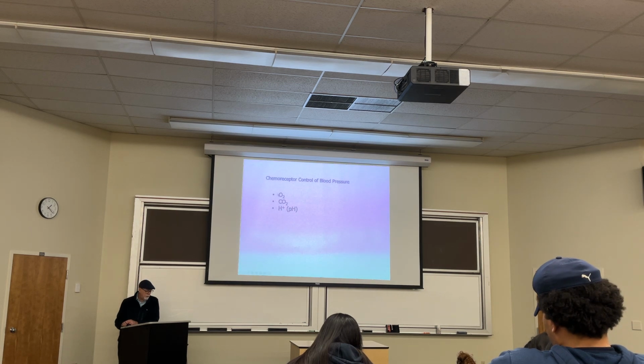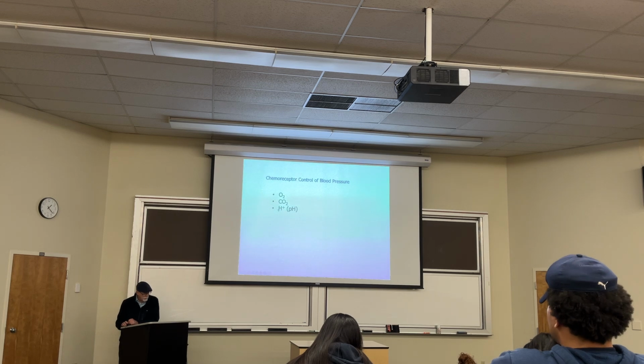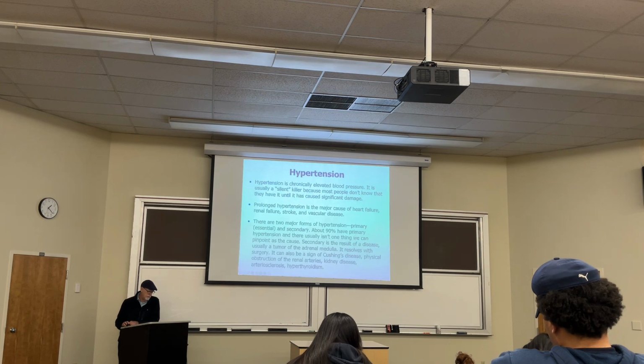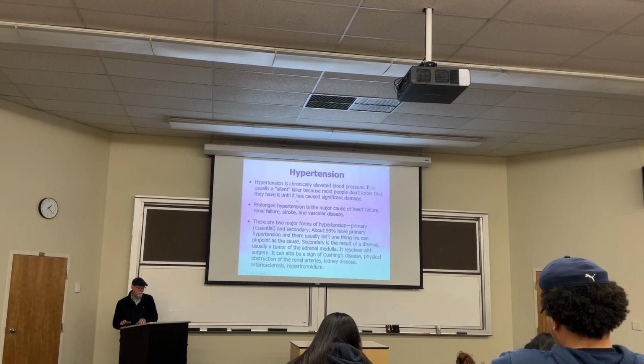If, on the other hand, you have an increased O2, a decreased CO2, a decreased hydrogen ion, you can either raise or lower your blood pressure depending on these factors and the pressure given. So that's the two. Hypertension we've been talking about. Hypertension is too high of a resting blood pressure.